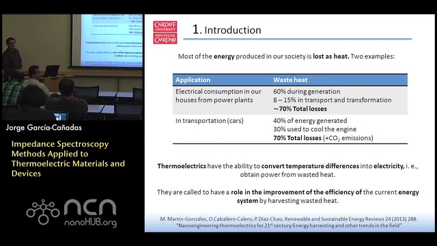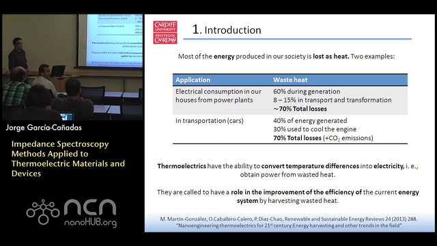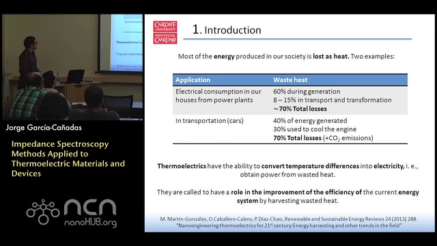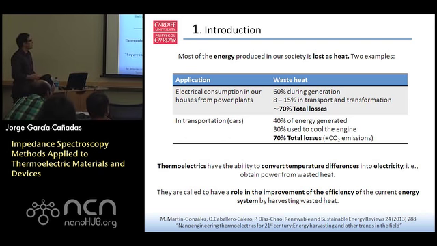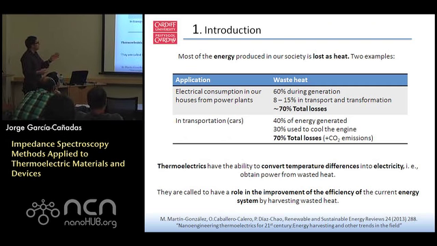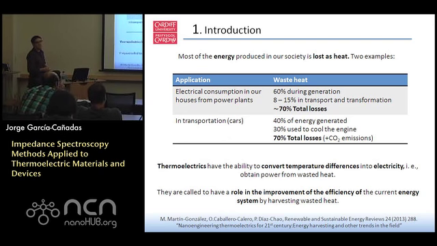So most of the energy produced in our society nowadays is lost as heat. For example, in two applications, the electrical consumption in our houses from power plants, around 60% is lost as heat during generation, and around 10–15% in transport and transformation. This is a total of around 70% losses in waste heat. In cars, in transportation, around 40% of the energy generated is lost, and 30% is used to cool the engine. It's again a total of around 70% losses, plus the consequent CO2 emissions.